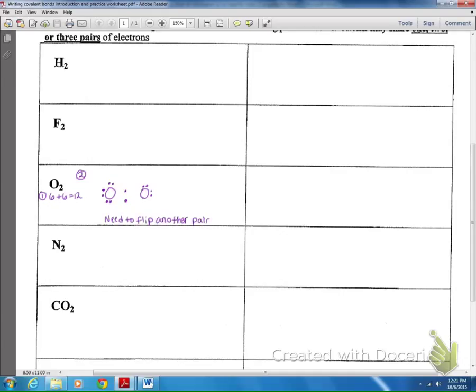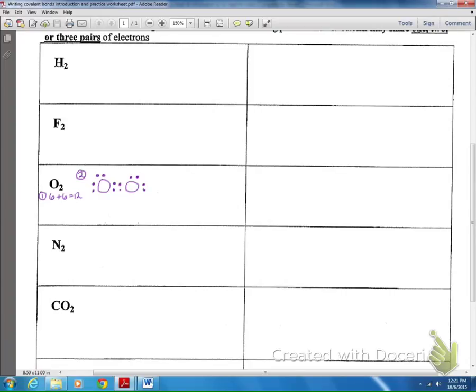It doesn't make sense to flip from this atom because that would still only give 6 electrons to this oxygen. So what we need to do is then flip from the left-handed oxygen. We're going to check again to see, and both atoms are happy. So there we go. So we have a double bond with oxygen. I'm going to redraw it just so things are out of the way. So this is what it's going to look like.